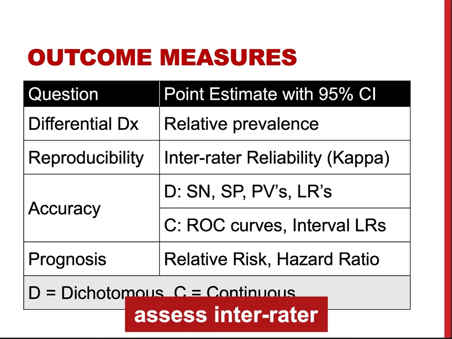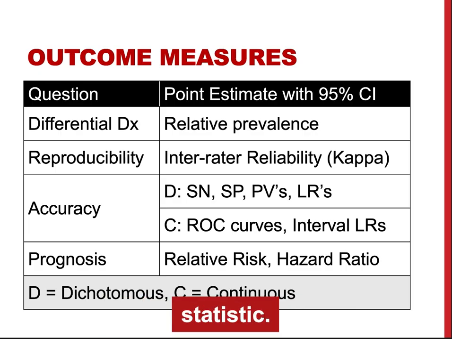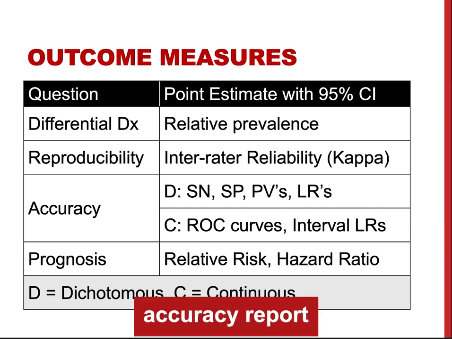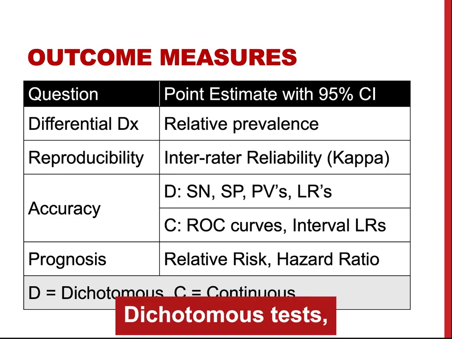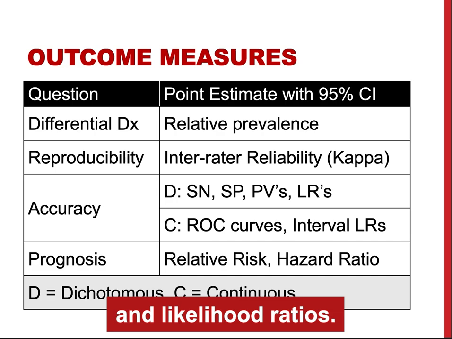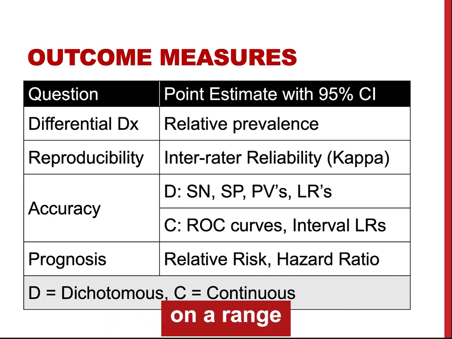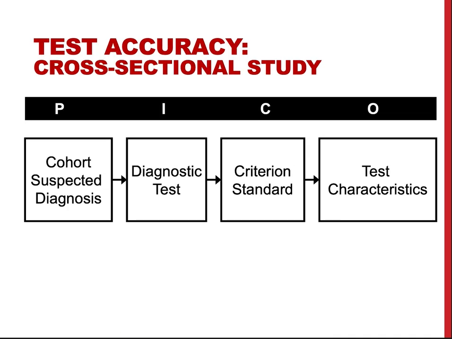Reproducibility studies assess inter-rater reliability of a diagnostic test interpretation, typically with a kappa statistic. Studies of diagnostic test accuracy report the test characteristics, which describe how well the test distinguishes between those with and without the disease. Dichotomous tests, those that can be defined as a positive test or a negative test, report sensitivity, specificity, predictive values, and likelihood ratios. Continuous tests, those that can take on a range of values, report interval likelihood ratios, or the area under the receiver operating characteristic curve. Tests used to assess prognosis utilize relative risk or hazard ratios.